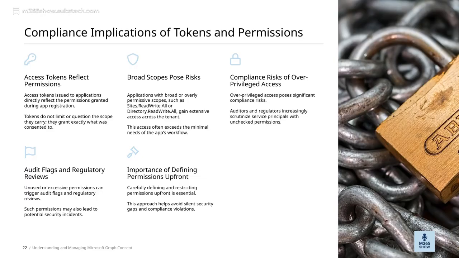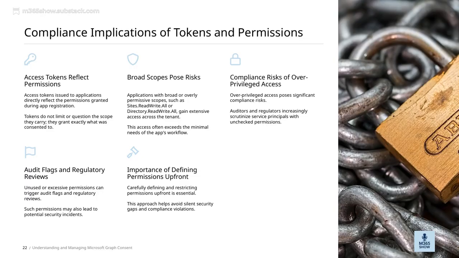Overprivileged access, for example, can give an application broad or overly permissive scopes, such as Sites.ReadWrite.All or Directory.ReadWrite.All, that provide extensive access across the entire tenant. Such scopes often go beyond what the application actually needs to perform its workflow, posing serious risks.